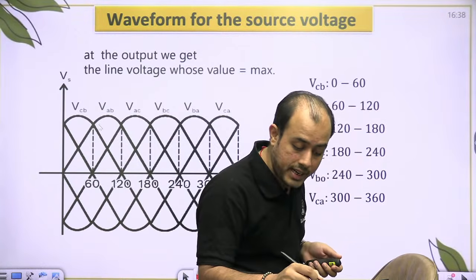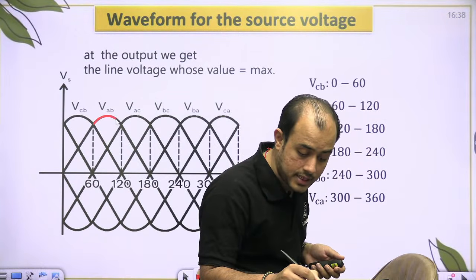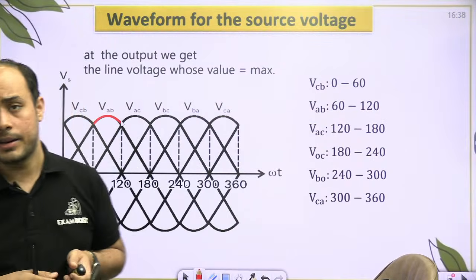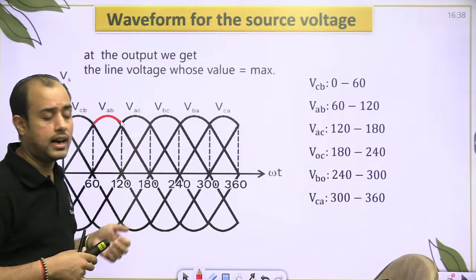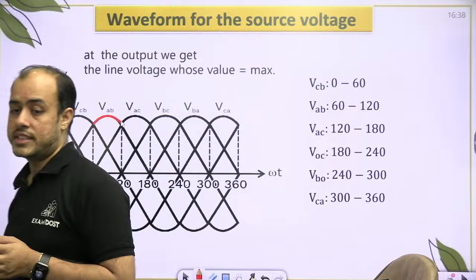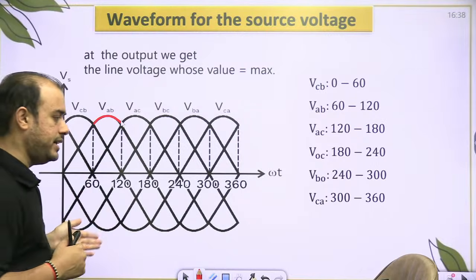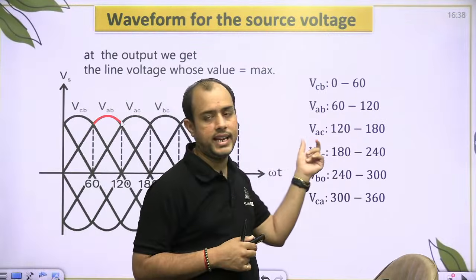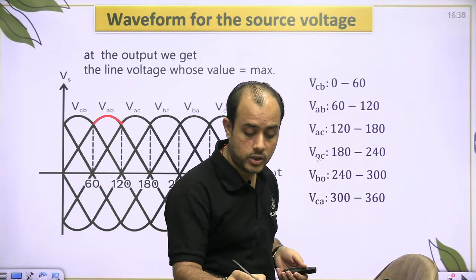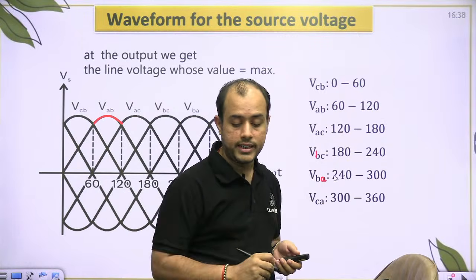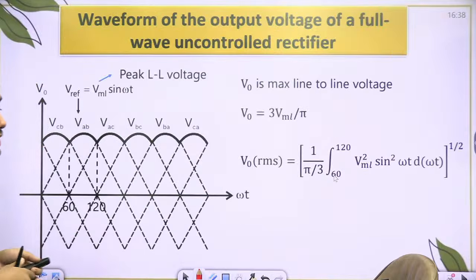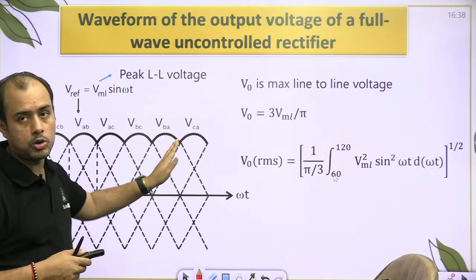Now you will repeat the same waveform 6 times. अब यही waveform को 6 बार repeat कर दीजिए. You will get a 6 pulse output. So CB comes from 0 to 60, AB 60 to 120, AC 120 to 180, BC 180 to 240, BA 240 to 300, CA 300 to 360. Okay, so that is how your output looks like.